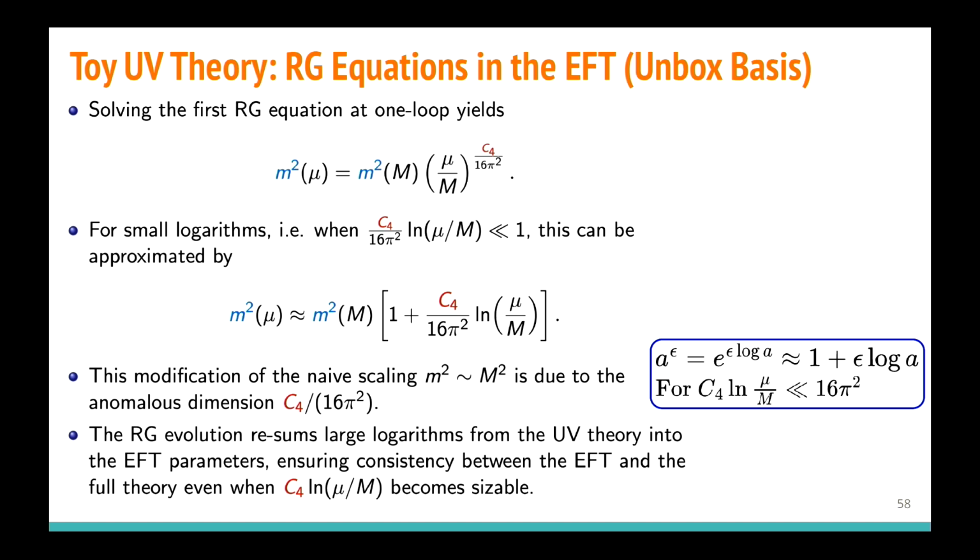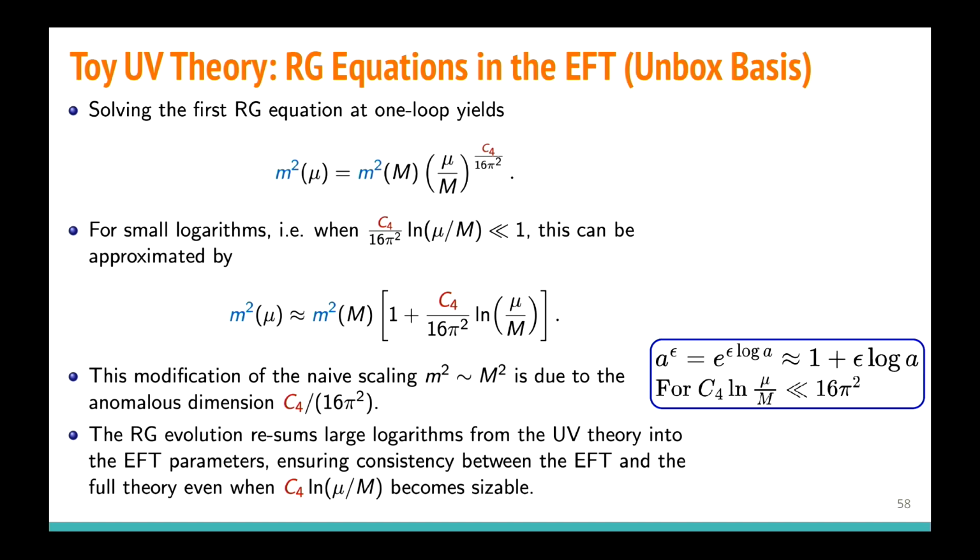If I demand that c4 by 16 pi squared times log of mu by m is much less than 1, I can expand m squared of mu as m squared of m times 1 plus c4 by 16 pi squared log of mu by m. Here I have used the relation a to the power epsilon is e to the power epsilon log a, and I have expanded this. For this expansion parameter, I have required that c4 log mu by m is much smaller than 16 pi squared.